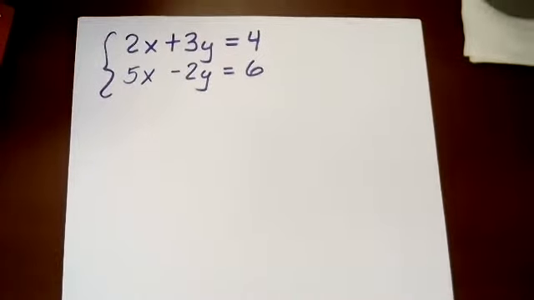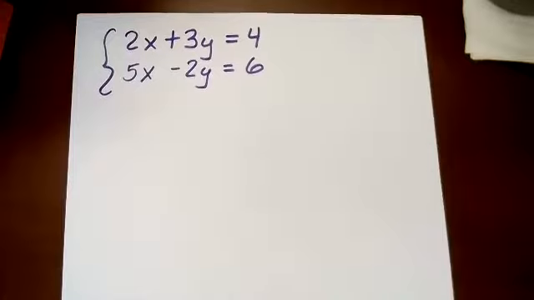We want to solve this system of two equations with two unknowns using the Gaussian elimination row reduction with back substitution method. So the first thing to do is to write this system of equations as an augmented matrix. Remember, the word augmented means added to.